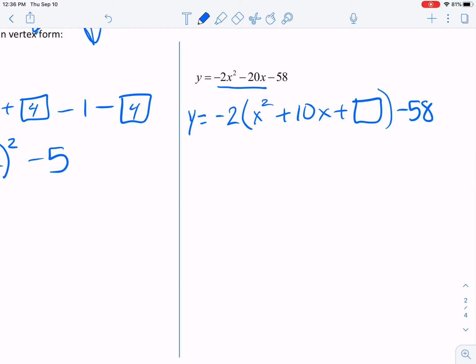So I have a negative 2 box, so I'm going to say plus 2 box, and I didn't save space very nicely. So this becomes y is equal to negative 2 times x plus half of 10, which is 5. 5 squared goes in my box, that's 25. 2 times 25 is 50. Minus 58 is minus 8. And that, ladies and gentlemen, is vertex form.